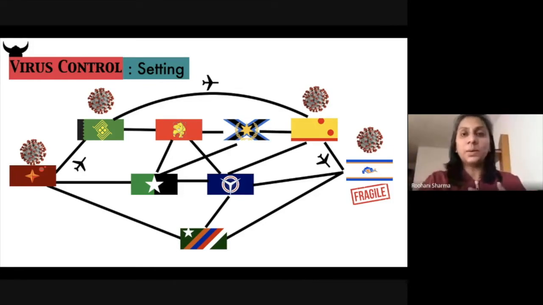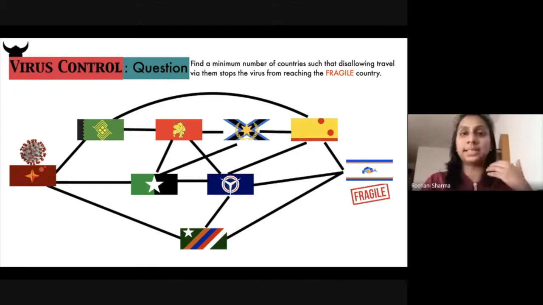So now, as a common consensus, all the countries decide to protect the fragile country from getting the virus, and they decide on the following protocol. They decide on closing down borders of a certain number of countries, such that once all the borders for this specified set of countries are closed, the virus cannot reach the fragile country. And because we want to do it in an economical way, we want to close borders of a minimum number of vertices, such that once I close the borders of those vertices, the virus cannot reach the fragile country.